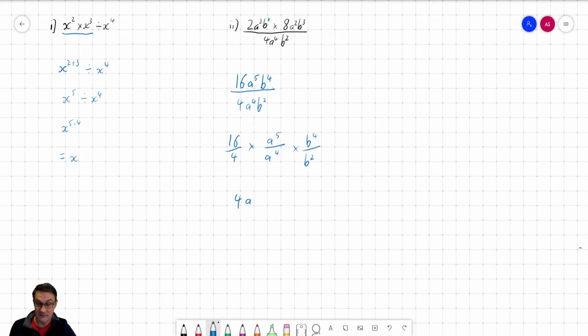Then I'm going to have the a's to deal with. Now this is a to the power of 5 divided by a to the power of 4. Because it's a division, I need to subtract the powers. So 5 minus 4, that's going to be a to the power of 1, which I can just leave as an a. And then I've got the next part, which is b to the power of 4 divided by b to the power of 2. So I'm subtracting the powers again. So 4 minus 2 is equal to 2. That means it's going to be b to the power of 2. And that's going to be the answer.